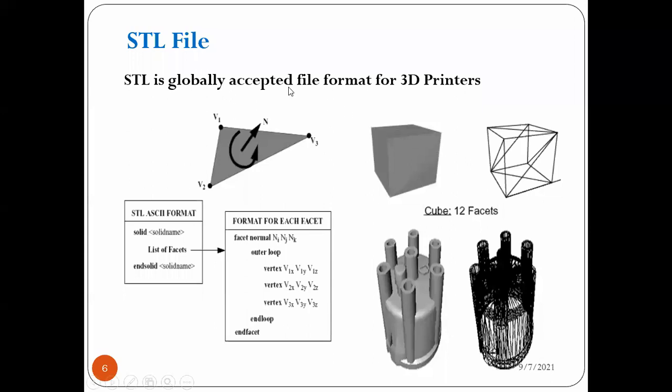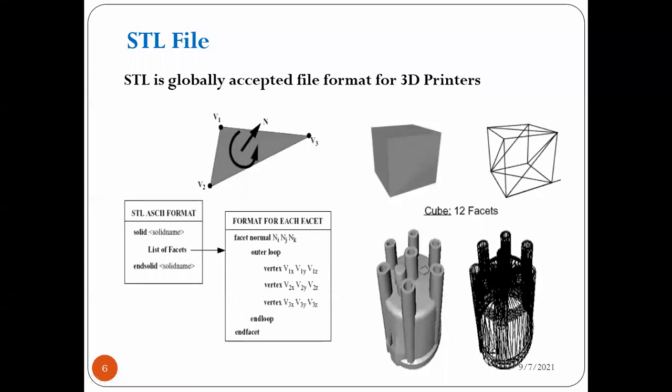So that's why the STL file is also known as standard triangle language. Some people call it standard tessellation language, because the triangles are tessellated on the surface and we get the required file format. So that's why we call it standard triangle language as well as standard tessellation language.